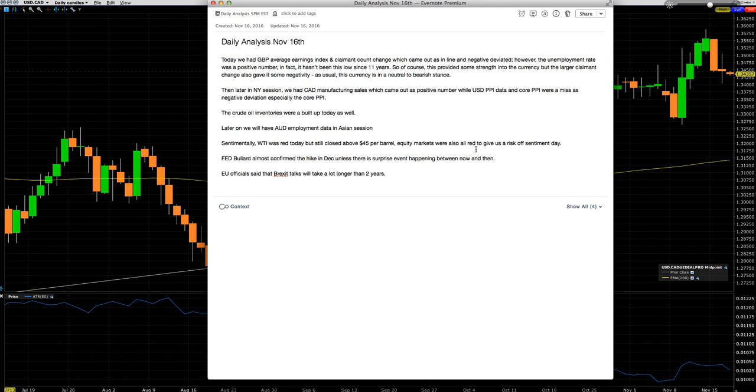So today we had the GBP, British Pound Average Earnings Index, and current account change. Now, I actually took this trade as an intraday trade. But first of all, the current account change actually came out as a very negative deviation. Now, however, the unemployment rate was also a decline, which is actually a good thing.